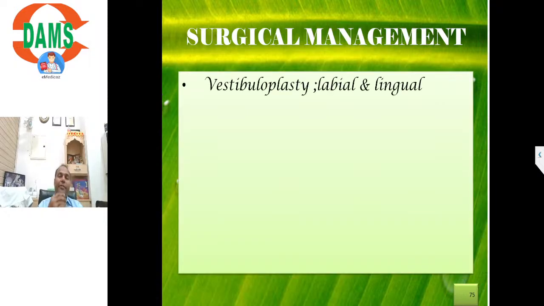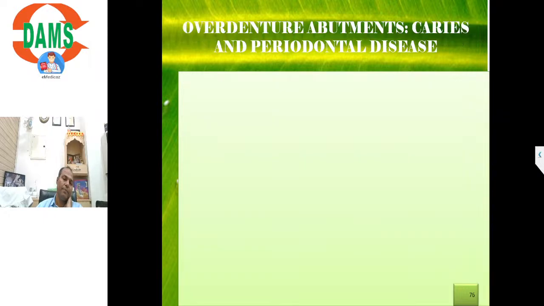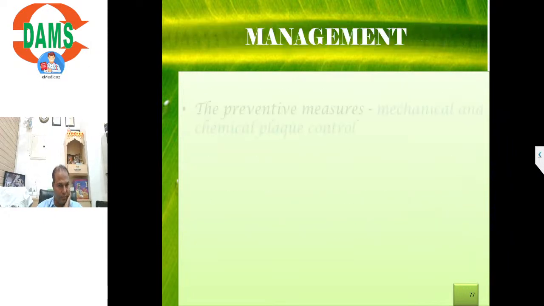If you find that there is a loss of bone, there will be loss of sulcus also, so you can go ahead with vestibuloplasty procedures, so that you get more retention, more seal, peripheral seal. You can use grafts.